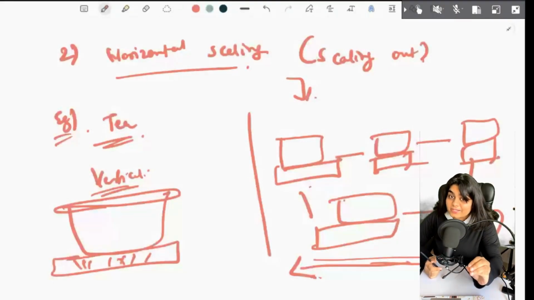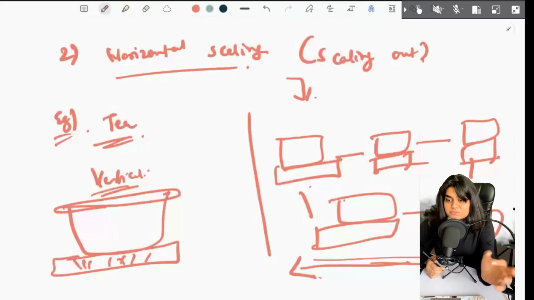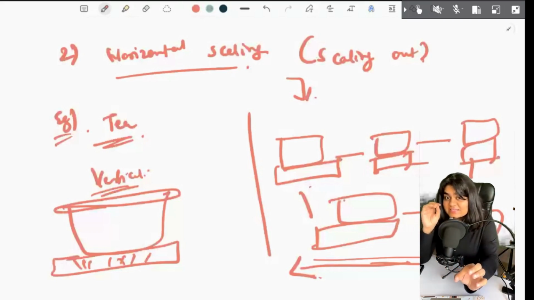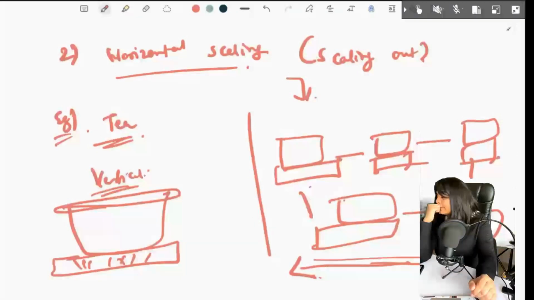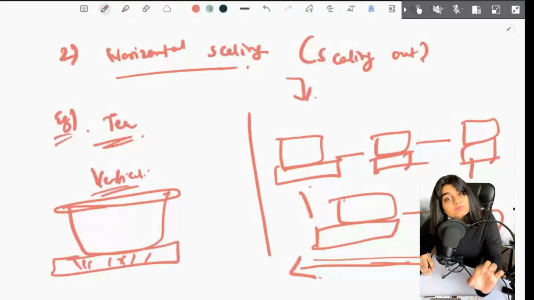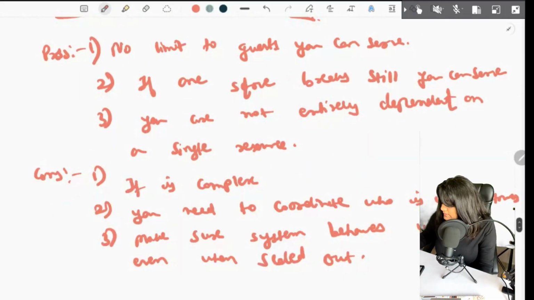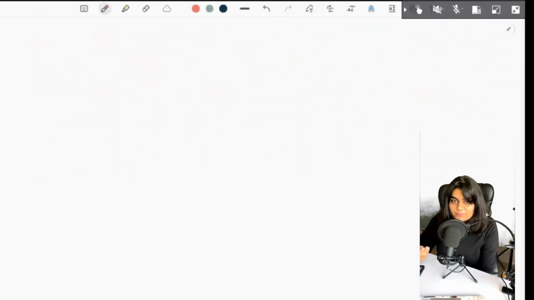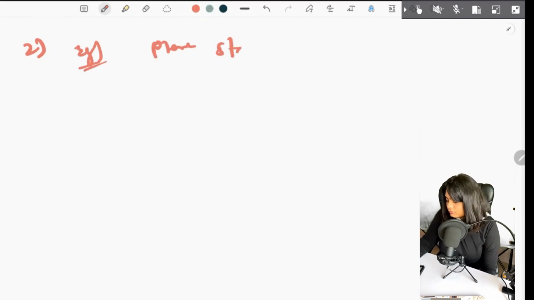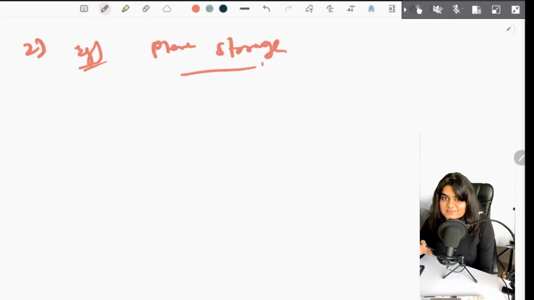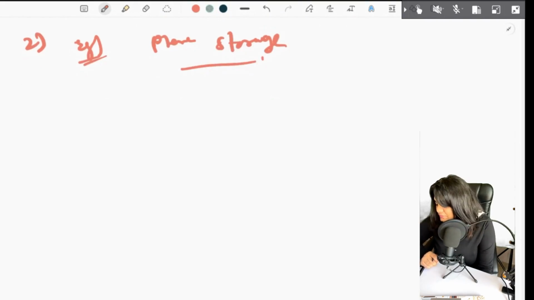This is more complex. You need to coordinate which stove is used by which person and make sure your tea tastes consistent across each pot. Similarly, in a distributed system, you need to make sure that the system behaves uniformly even when it is scaled out. So I have written all the points and you can refer to them after the video is completed. So we will move to the second example which we took, that was phone storage. I guess my handwriting won't be that nice, but it is easily recognizable what has been written.